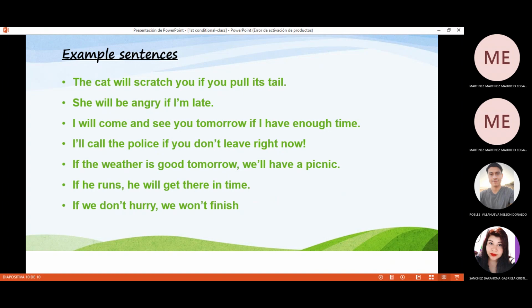In this case, the if at the beginning of the sentences says, if the weather is good, tomorrow we will have a picnic. If he runs, he will get there in time. If we don't hurry, we won't finish.